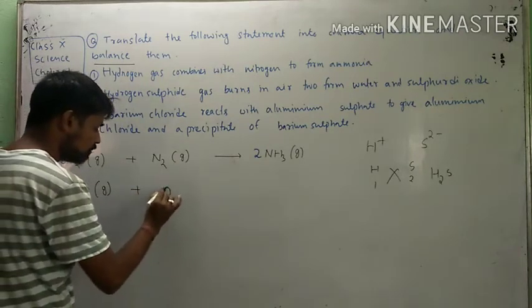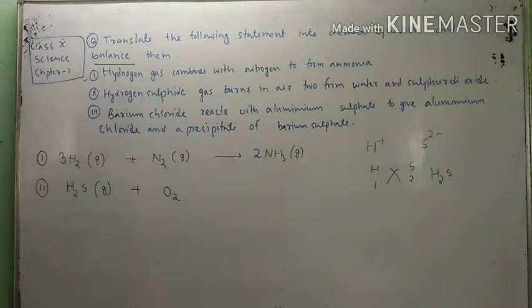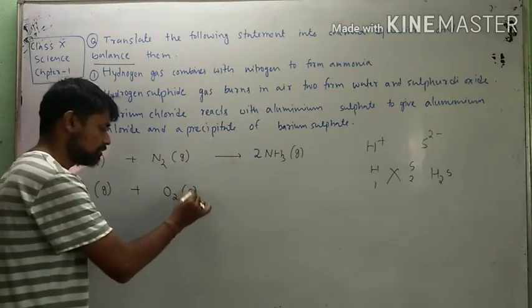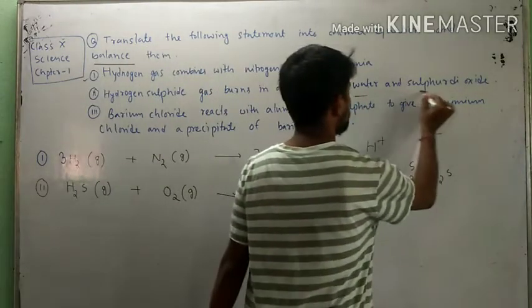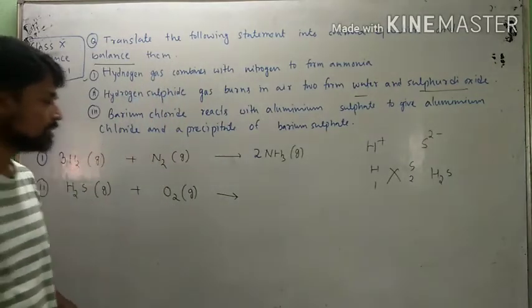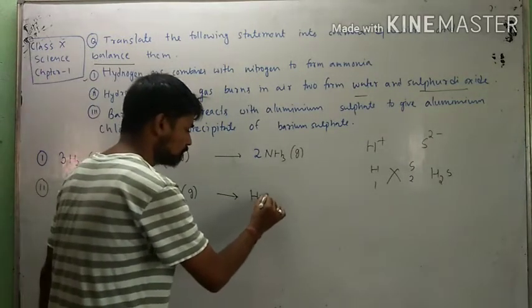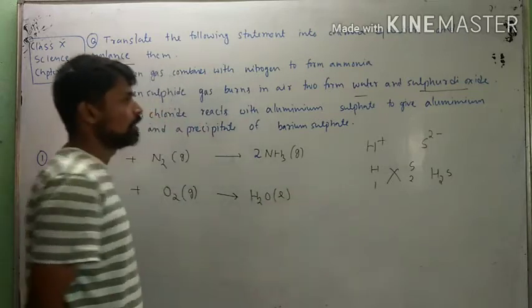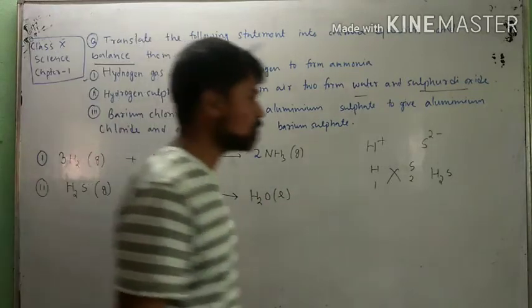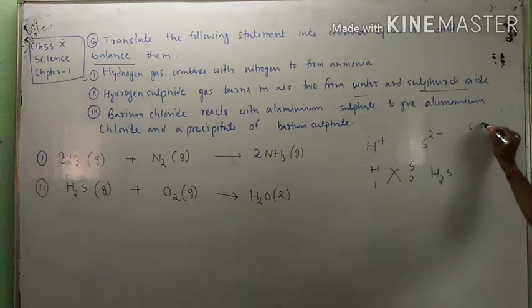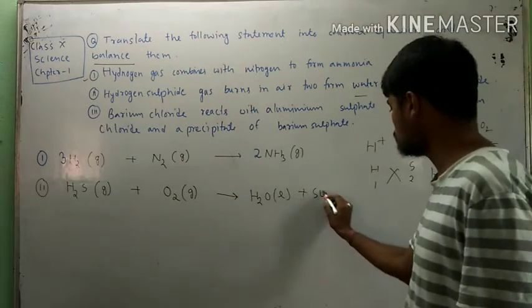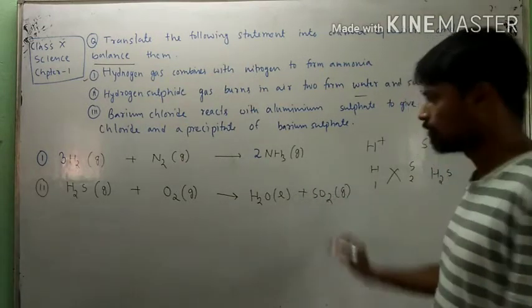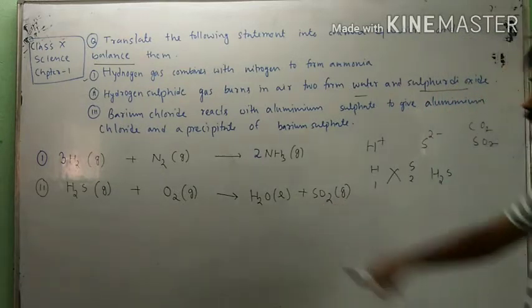Air means we put oxygen for air, which is also a gas. Then the products will be water and sulfur dioxide. We all know the formula of water, which is H2O. And what is the formula of sulfur dioxide? We know the formula of carbon dioxide, that is CO2. Similarly, the formula of sulfur dioxide is SO2. So put SO2. So the translation is done.